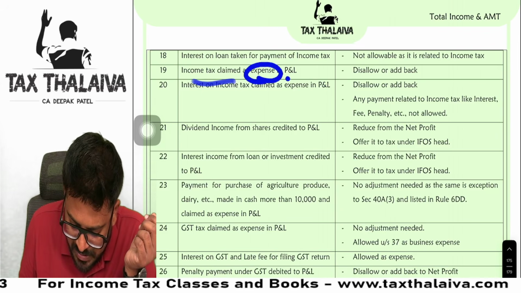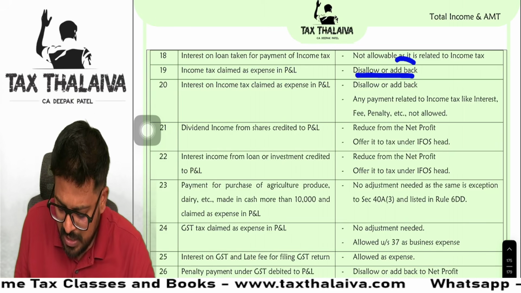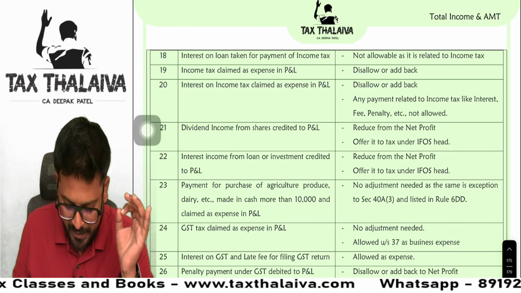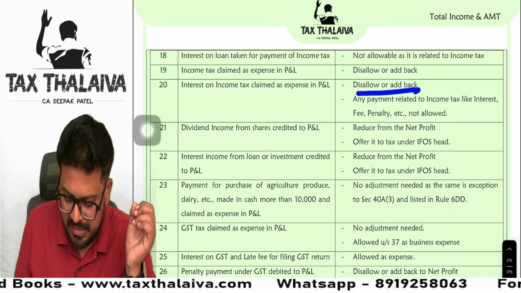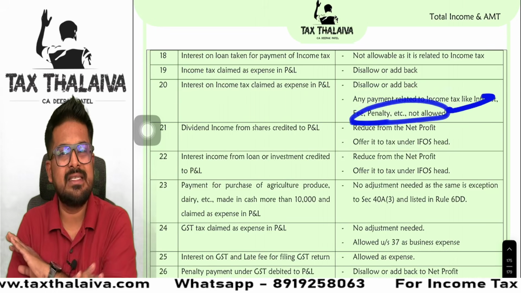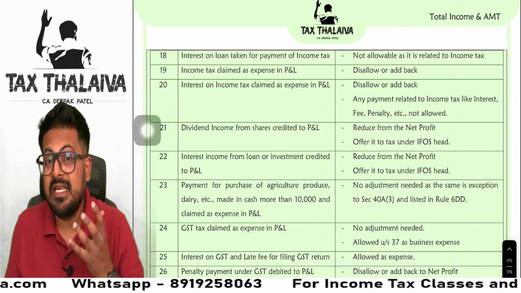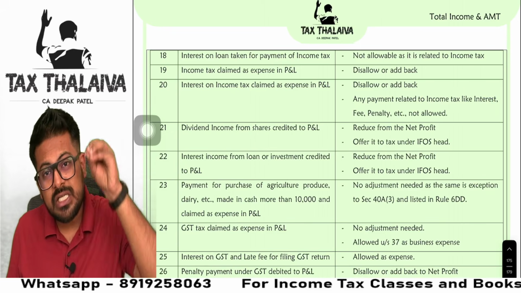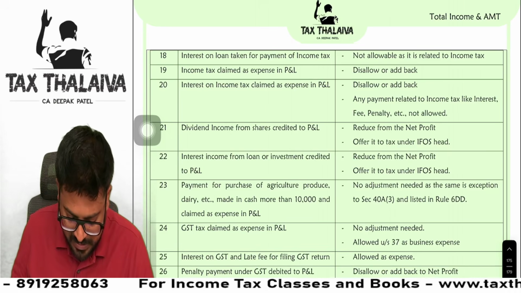Income tax claimed as expense in profit and loss account. Just now I told you, any kind of income tax related expenditure, straight away disallow or add back. Interest on income tax claimed as expense in profit and loss account, disallow. Any kind of penalty, fees, nothing is allowed in relation to income tax. But remember, GST related tax is allowed. Interest on GST is allowed. Late fees for GST is also allowed, guys.